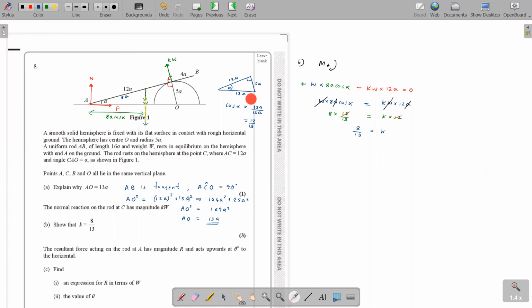Okay, so here the 13 came because we found AO is 13A. If you see here, AO is 13A, which we found, that's how this became 13. Let's move on to part C.